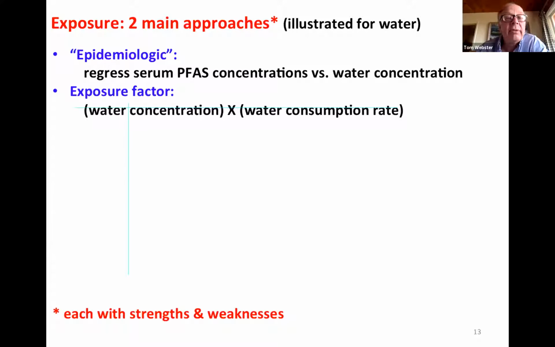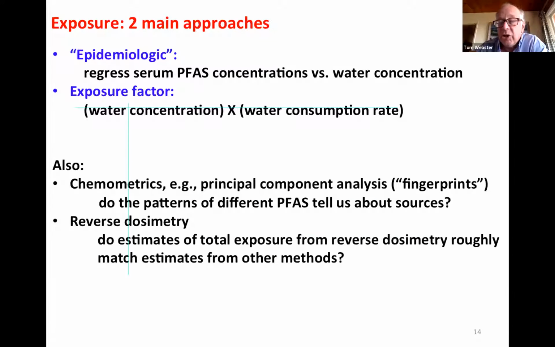I've done lots of work with both of them, and we could talk about those as well. I should say there are two other things that are used, maybe not quite as much. One is chemometrics, which was mentioned a little bit earlier. There's been a handful of papers, a pretty good paper by Elsie Sunderland's group, using principal component analysis, a fingerprint idea: do the patterns of the different PFAS that you measure in blood tell you something about the sources? I'm not sure PCA is the right way to do it, but there are lots of ways to think about this, and it's a good idea.